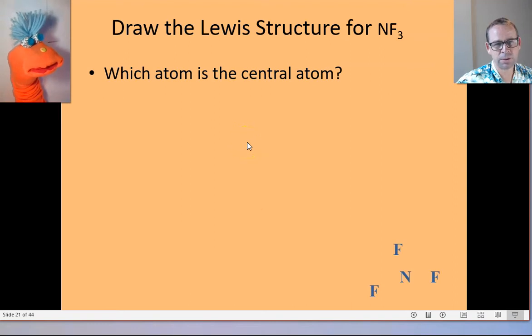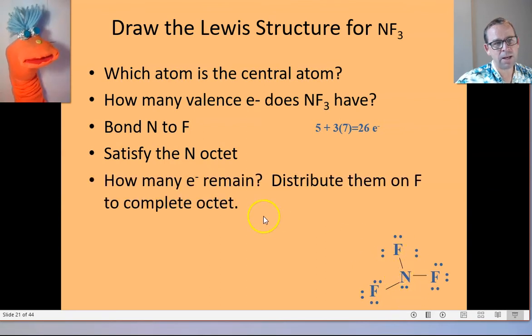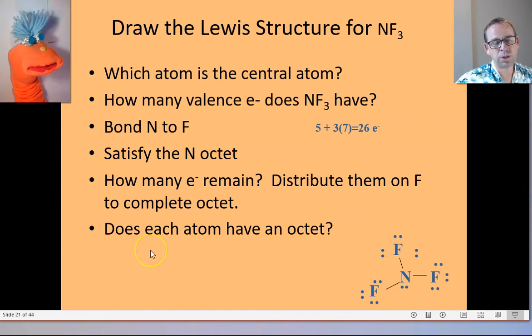So we identified the central atom. We made our skeleton structure. We counted up the valence electrons, 26. We made sure that we distributed those valence electrons so that the nitrogen got the octet first, and then the fluorine all got their octet, and then we made sure that everybody had the correct number of electrons, not just available to them, but right around them. Okay, good.